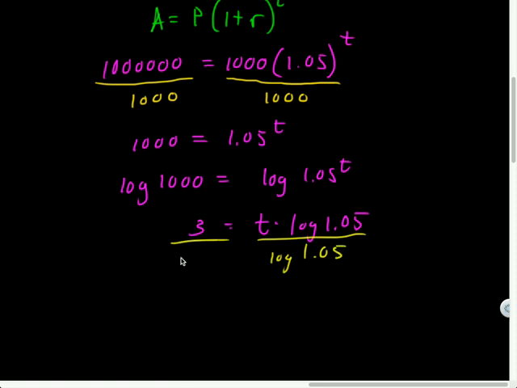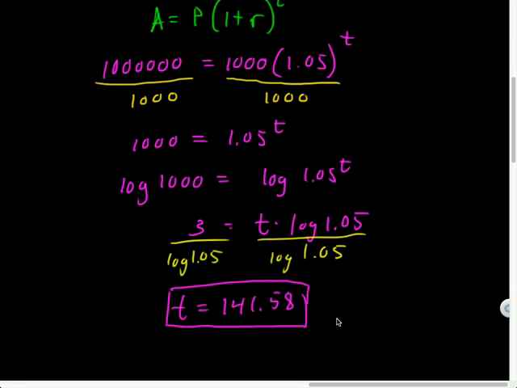So T is 3 divided by log of 1.05, and I'll just do this on my calculator, and I get 141.58 years. So 142 years. Right, so I'm able to answer a question like that, whereas without logarithms, we wouldn't have been able to solve that.